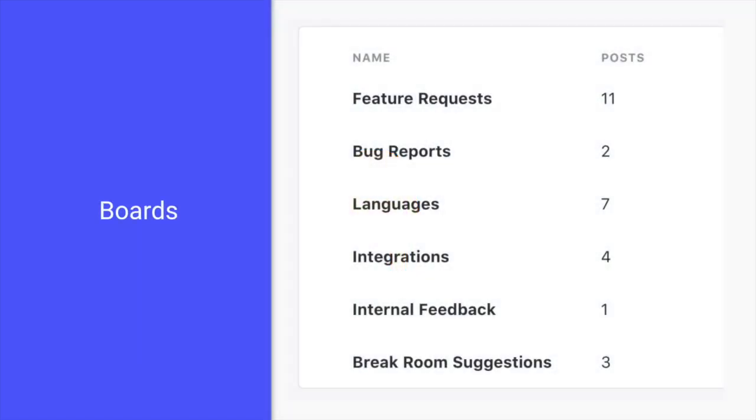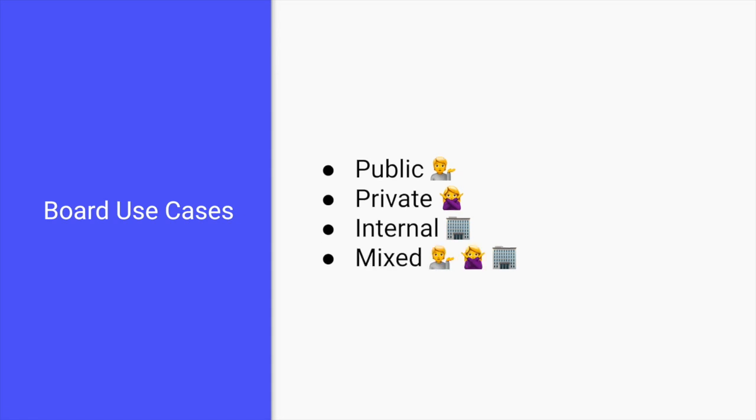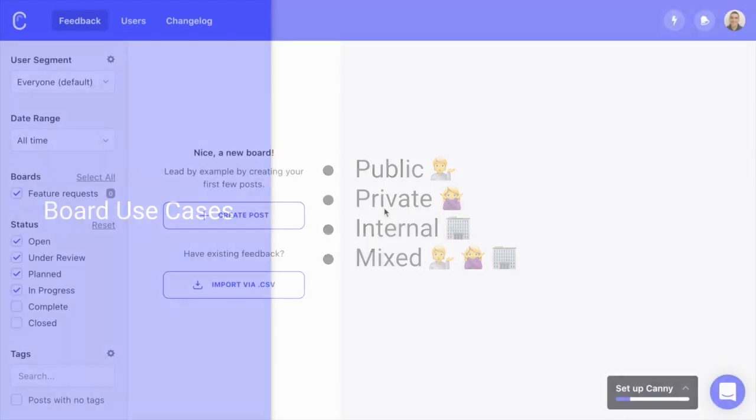Now let's get started. The heart of Canny is going to be your boards. A board is just a collection of ideas we refer to as posts. You have several different options for boards depending on who you want feedback from. Public boards are viewable by anyone, perfect for gathering feedback from your customers or prospects. Private boards allow you to restrict access to only verified, logged-in users. You can also limit your private boards to internal employees or even to specific individuals. Feel free to create multiple boards, there's no limit. You can mix and match for different needs.